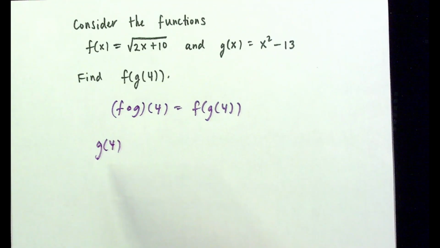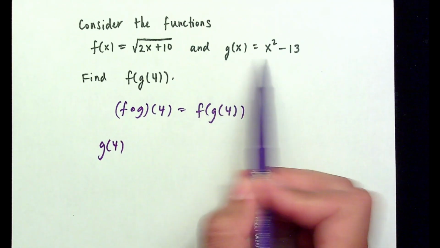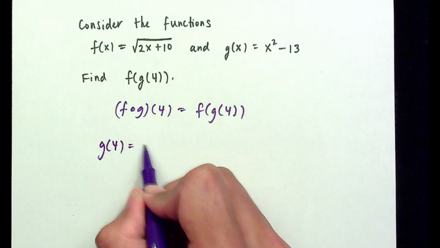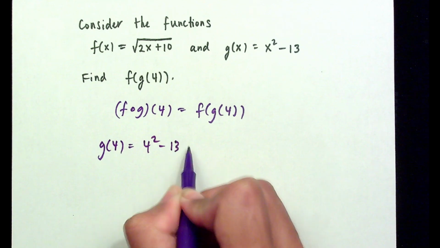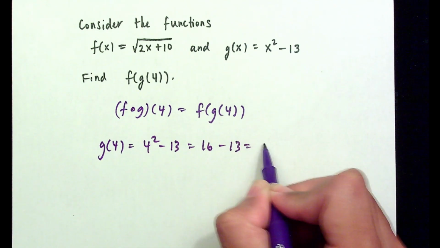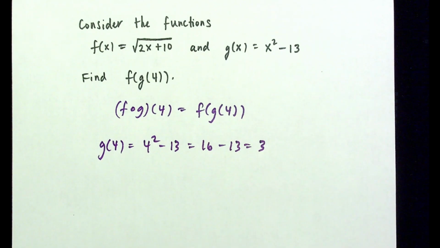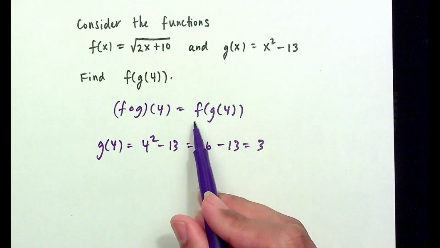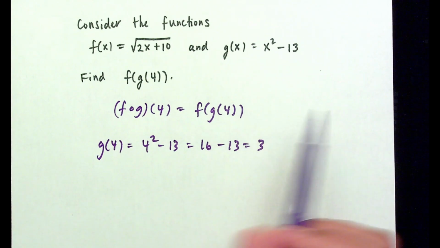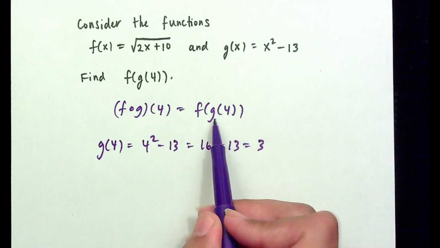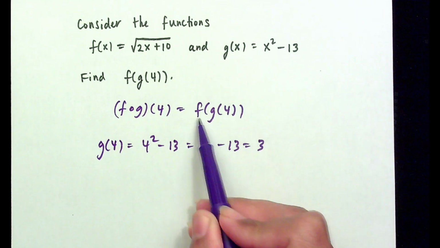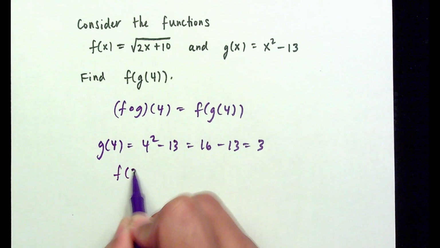So find g of 4 first. Plug in 4 here. G of 4 would be 4 squared minus 13, which is 16 minus 13, which is 3. And then you take that and plug it in f, because we already did the g. Since we're going from the inside out, we already did the g, now we do the f.